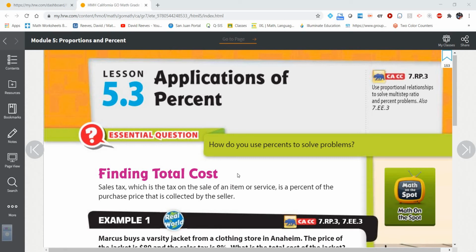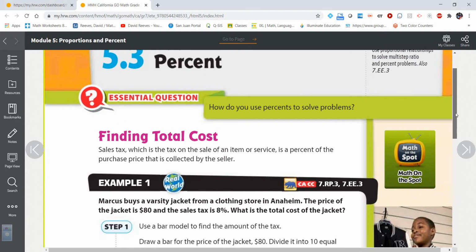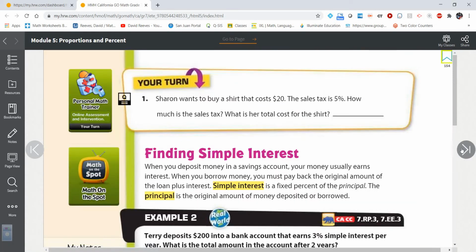Well, hey everybody, Mr. Reeves back with you, and we are continuing to look at lesson 5.3, applications of percent. In the previous video, we took a look at a couple of sales tax problems and how to find sales tax and the total cost with sales tax added. We also looked at finding simple interest and how to find the amount of interest you can earn, or in some cases, the amount of interest you have to pay.